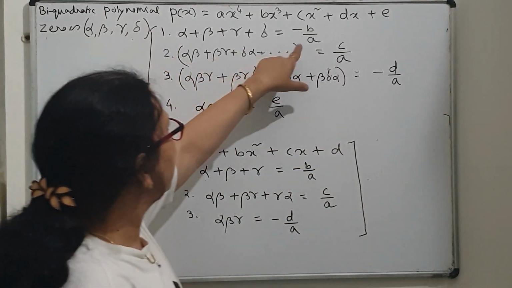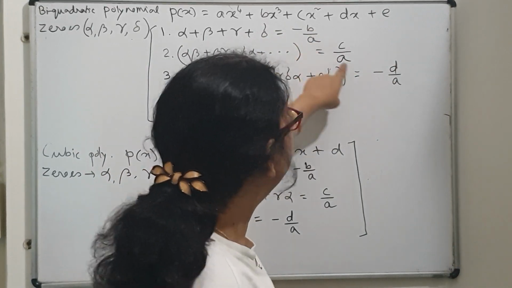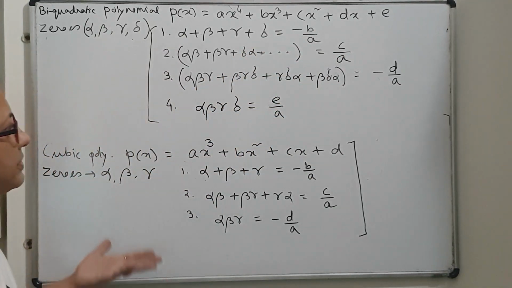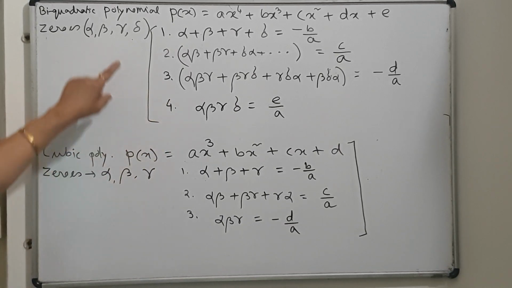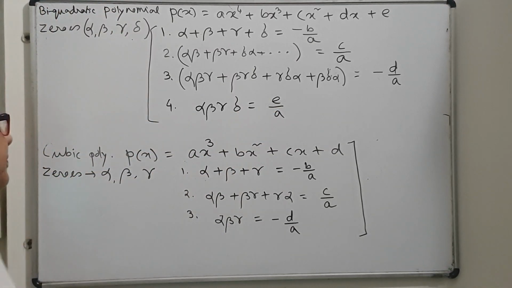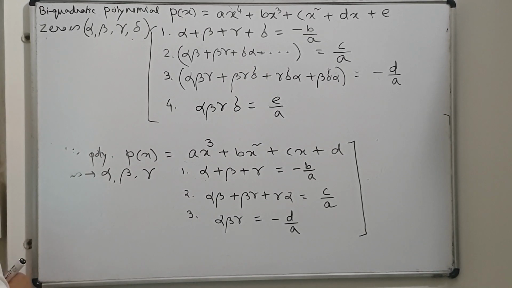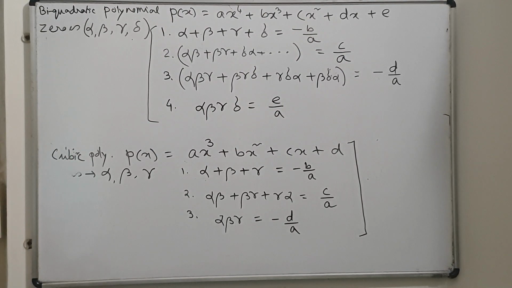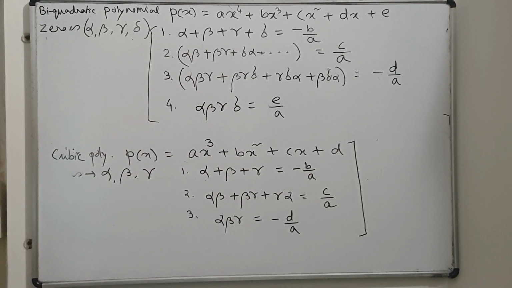So this is the pattern. Always start with minus b upon a, then b, c, d, e. In this way it will go. The denominator is always a, and the sign is minus, plus, minus, plus. By the same way, if I take a polynomial of degree 5, I will get one more relation, as there will be one more zero, and the last relation will be f by a. So in this way we can write the relationship between zeros and coefficients simply by following the pattern.